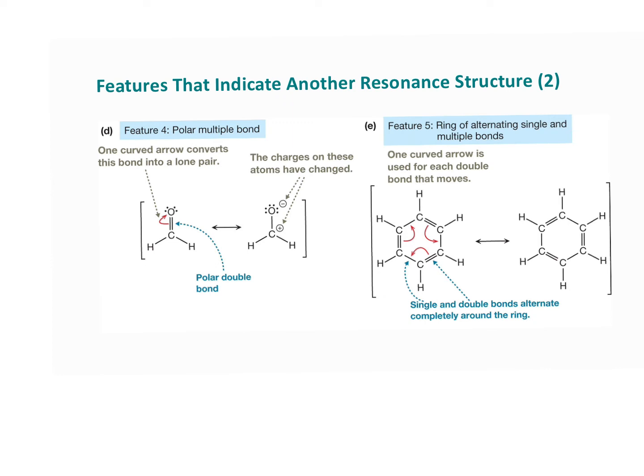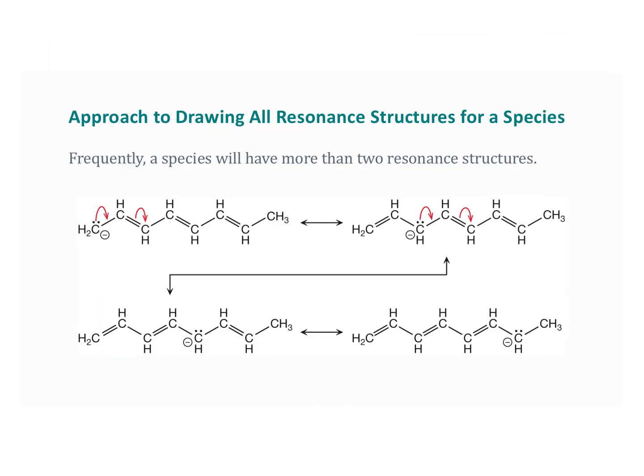So let's practice drawing resonance structures. Frequently a species is going to have more than two resonance structures, so we're going to look at this example first. I've got them all drawn here, and I want you to track what's going on. We have a lone pair of electrons next to a double bond. Those lone pair of electrons can come here and form a double bond.